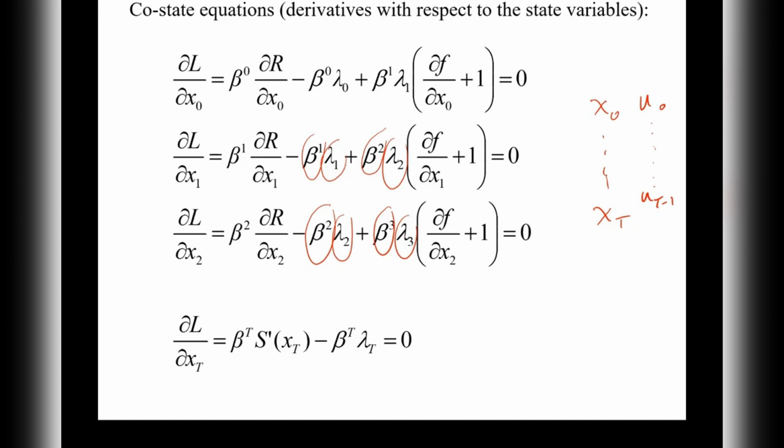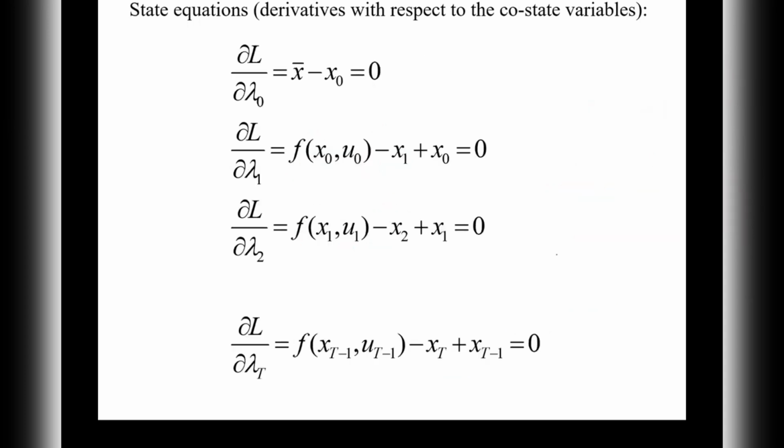And again, we have one last expression in this case, because of this xT here, we have this salvage condition. And the salvage condition basically states that the Lagrange multiplier at time T is the first derivative of the salvage value with respect to that x.